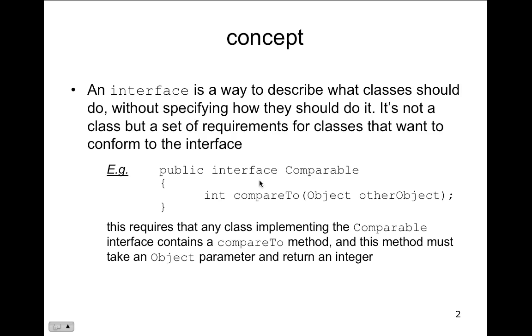We put methods in there, almost like abstract methods, as placeholders for information. So this requires that any class implementing the Comparable interface contains a compareTo method. Kind of like the abstract concept, everything that you're putting into this interface is required to be implemented if you're going to use this interface.